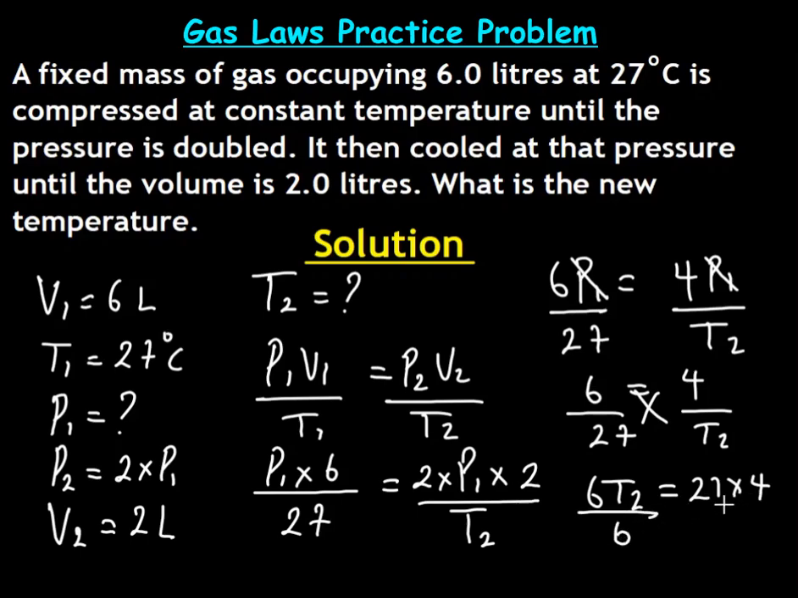Now divide both sides by 6, so that T2 stands alone. 6 divided by 6, T2 is then equal to 27 times 4 over 6, which is equal to 18 degrees Celsius, and this is the new temperature.